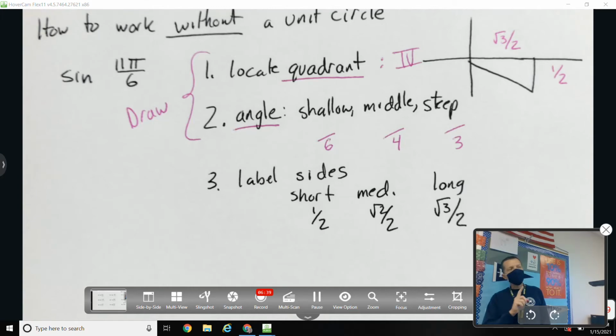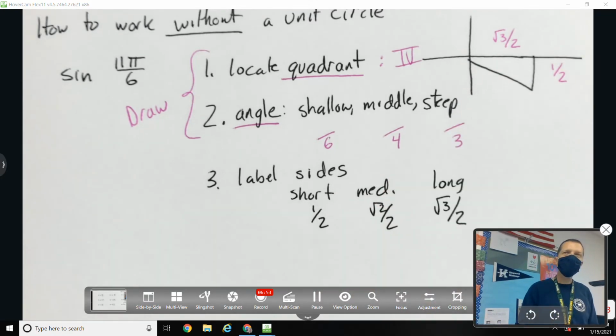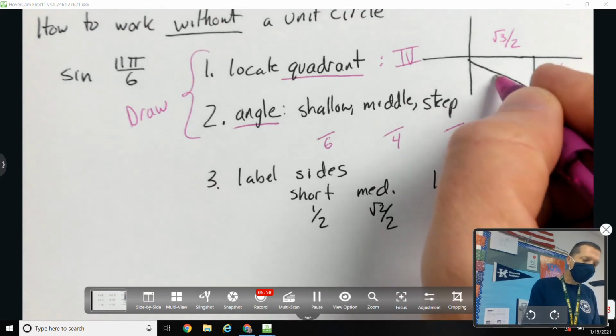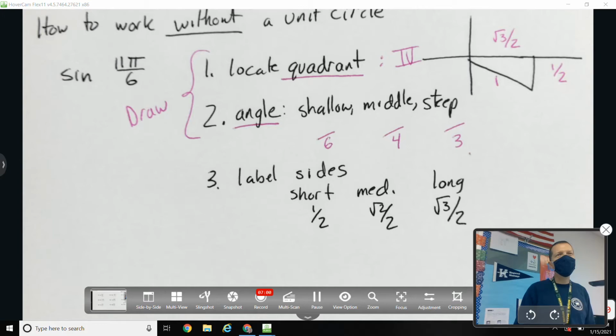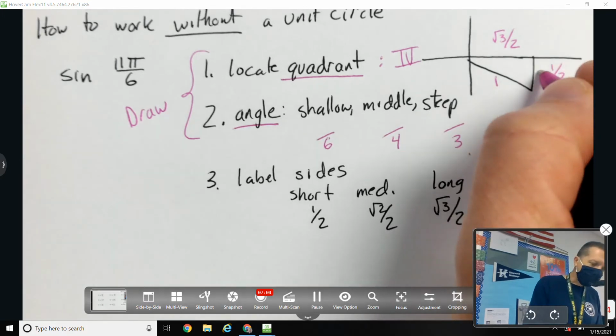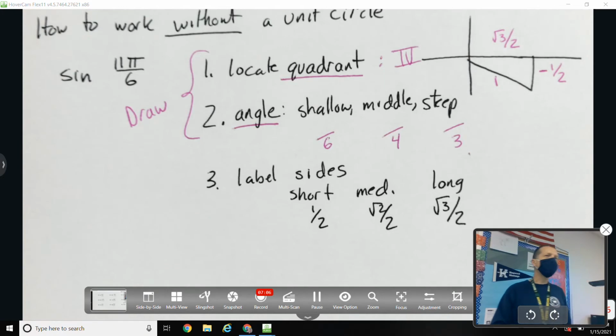Now there's one thing that's not quite right about that picture that I need to be careful about. Does anybody see what's not quite right about these side labels that I put on there? What about the hypotenuse? Hypotenuse is always 1, but that won't matter because we never use it. Oh, it needs to be negative. It needs to be negative because it was down. So be careful with the negatives.